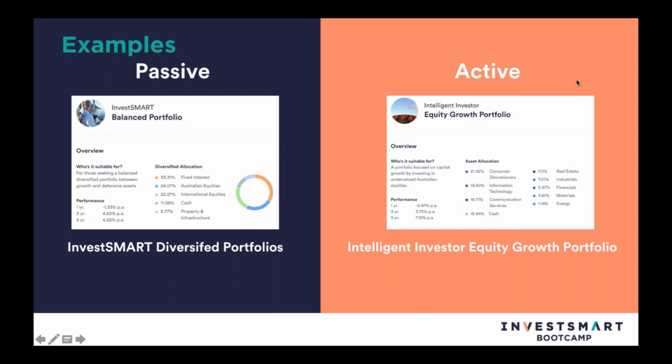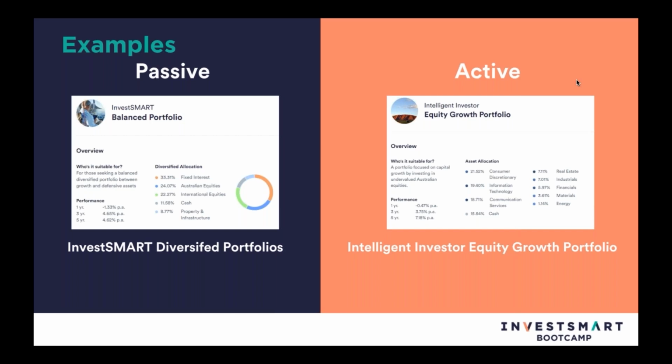So a good example of passive is the InvestSMART diversified capped fee portfolios. They're managed portfolios, and you can see I put a photo there of the balanced portfolio. It's got allocation across a mixture of different asset classes, but fairly balanced. That's passive. They invest in ETFs that are all tracking their own markets, giving you exposure to a particular area.